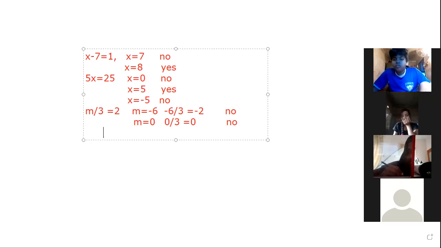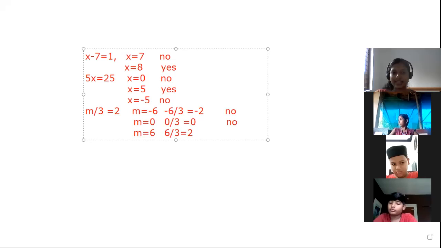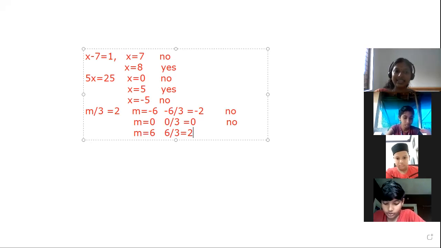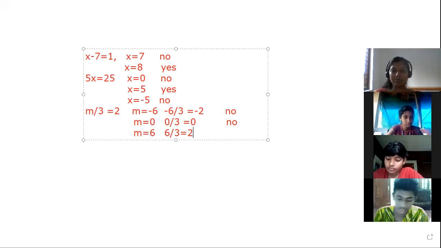Then what about m is equal to 6? We are just replacing the value of m with 6. Then the equation becomes 6 by 3. What is the value of 6 by 3? 2. 6 by 3 is equal to 2. And look at your equation. What is the value of our RHS? It's again 2. So in both cases, we will get the same answer.